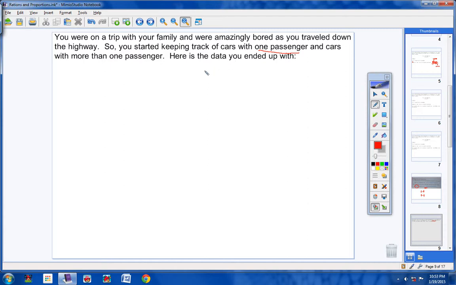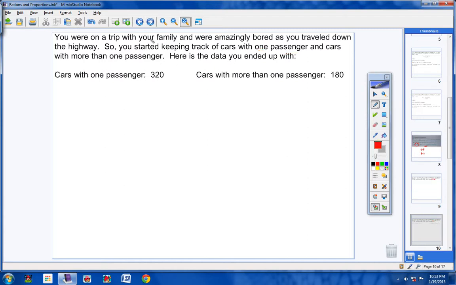Now, I do want you to copy this down. There were 320 cars. I guess you're really mega bored, okay? Because you did this for quite a while. But there were 320 cars that had one passenger. There were 180 cars that had more than one passenger, okay? Now, please copy that down. Please copy that down, then answer these questions. You can work ahead, or you can stay with me, but please make sure your answers are accurate.